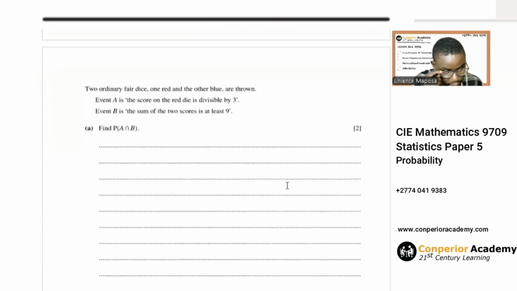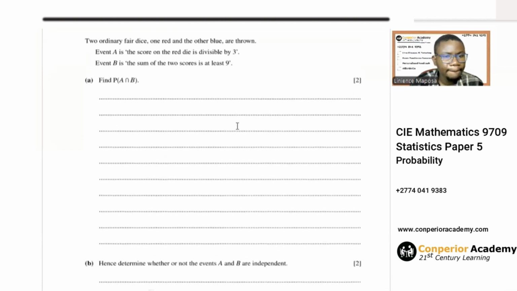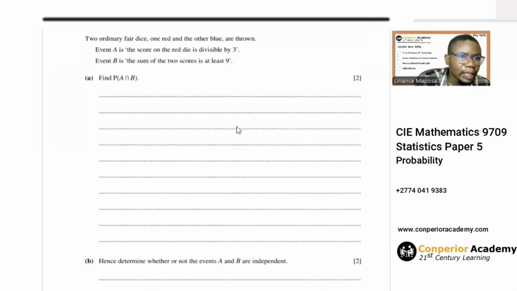The next question says, two ordinary fair dice are thrown. One is red and the other is blue. Event A is that the score on the red die is divisible by 3. Event B is that the sum of the two scores, the scores on the two dice, is at least 9. So these are two experiments. You roll the first die and see what you get, and then you roll the second die and see what you get. So I can use a sample space diagram here.